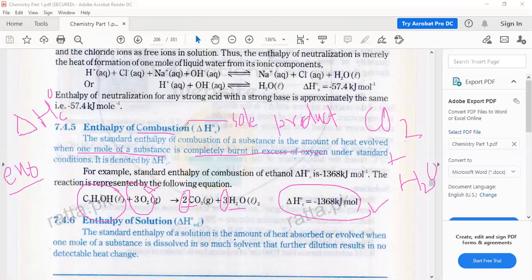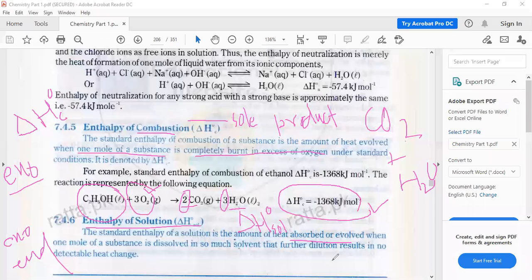Next and the last one is enthalpy of solution. Enthalpy of solution is represented as delta H SOL, SOL for solution, then naught. So this is the representation of enthalpy of solution. The standard enthalpy of a solution is the amount of heat absorbed or evolved. Now this reaction could be exothermic or endothermic. While you are making a solution, heat could be absorbed, heat could be evolved. Both conditions can happen. So this is exo or endo both.